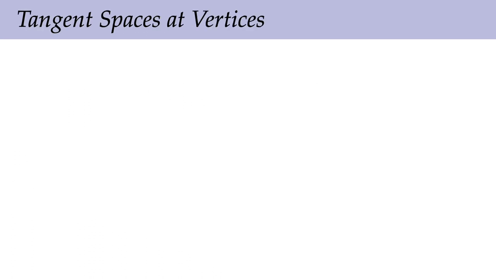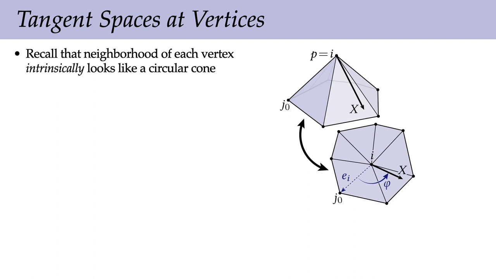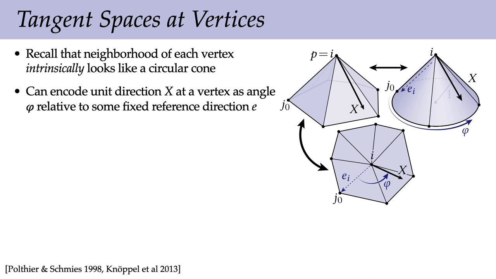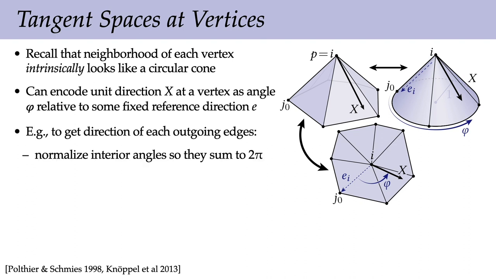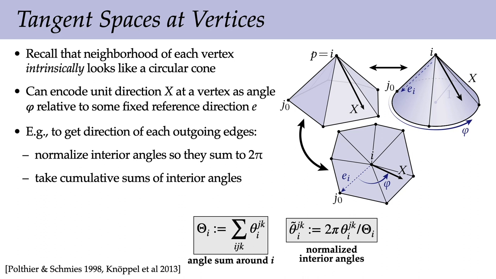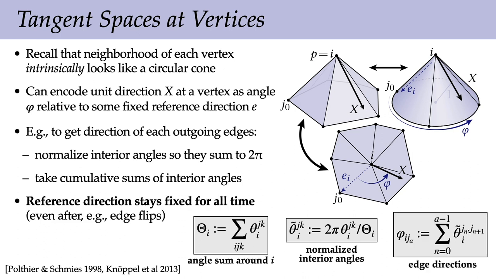One last idea we'll need is to talk about tangent spaces and tangent vectors on our surface, in particular at vertices. So remember that intrinsically the neighborhood of every vertex looks like a cone. And so a way we can encode a unit direction at a vertex is as an angle relative to some fixed reference direction E, which maybe we pick to be the direction of one of the edges. So to get the direction of each outgoing edge, we could, for instance, normalize the interior angles so that they sum to 2 pi, okay? And then take cumulative sums of interior angles. This reference direction, by the way, is going to stay fixed for all time. So even if we're changing the mesh, flipping edges, whatever, we always have this fixed coordinate system.